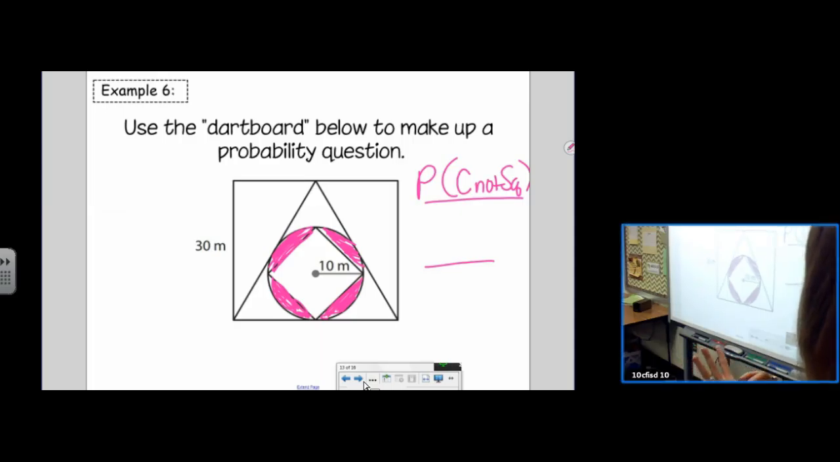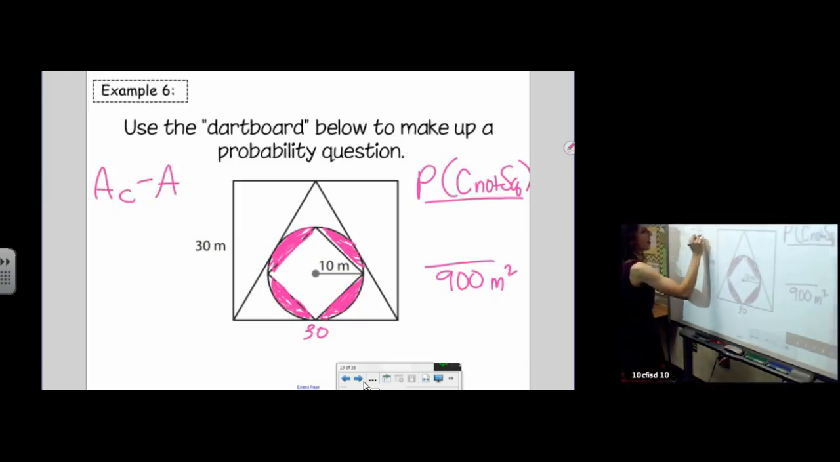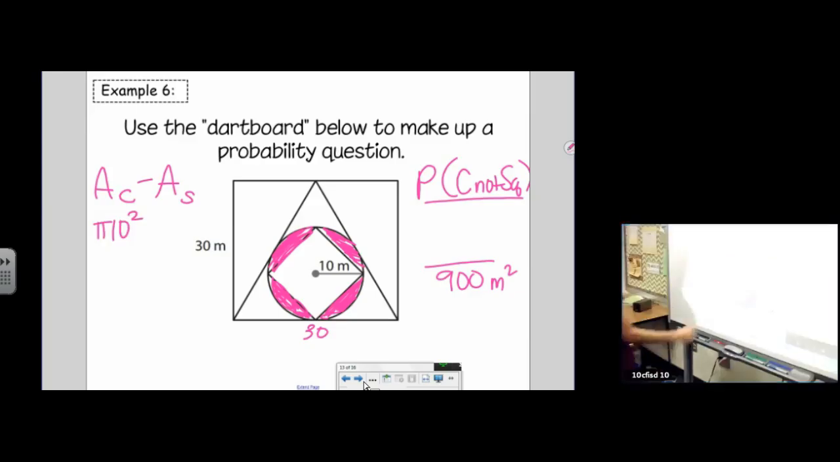I think we're assuming that it is a square. Okay, so we've got our square, 30 by 30. So the total possibilities that we could land is 900 square meters. And now we need to do favorable. To do favorable, we would want to do the area of the circle minus the area of the square. The area of the circle, pi r squared. What about the area of the square?